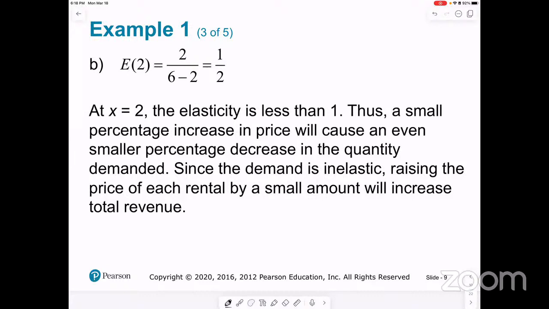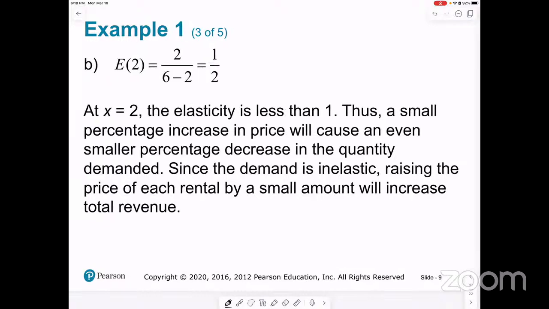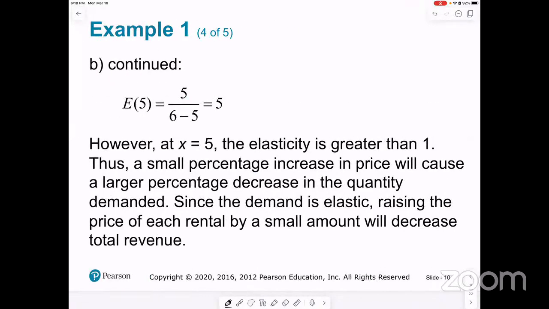The total revenue is increasing, so we haven't maximized the rental price. But if we rent them at $5 a rental, the elasticity is greater than 1. Thus, a small percentage increase in the price will cause a larger percentage decrease in the demand. Since the demand is elastic, raising the price of each rental by a small amount will decrease the total revenue, right? So that's still not maximized.